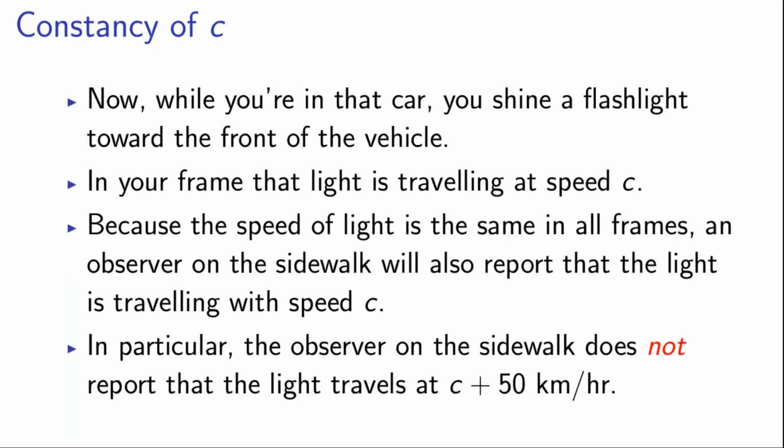Now, while you're in that car, you shine a flashlight toward the front of the vehicle. In your frame, that light is traveling at speed c. Because the speed of light is the same in all frames, an observer on the sidewalk will also report that the light is traveling with speed c. In particular, the observer on the sidewalk does not report that the light travels at c plus 50 kilometers per hour.